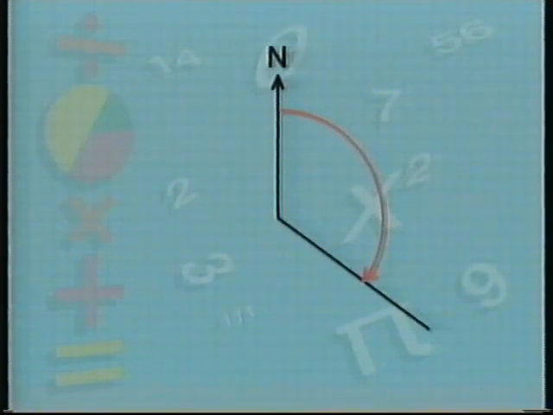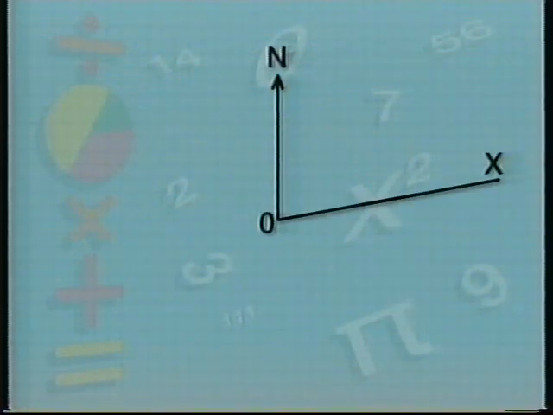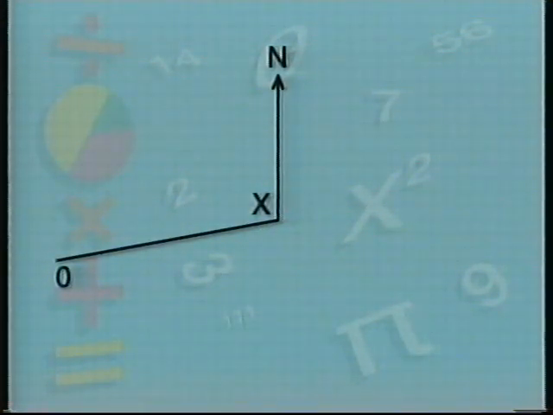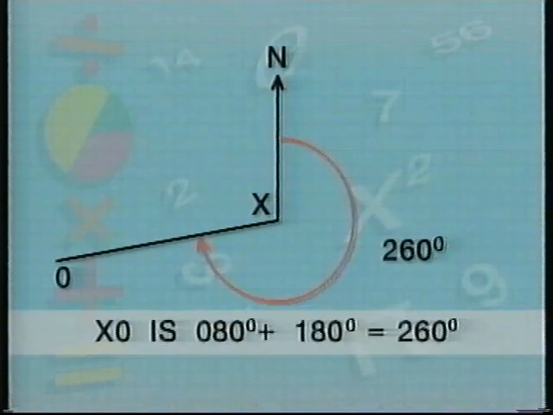That is, you measure the angle from the north to the line showing the direction between the 2 points. The angle between the north and the direction line from O to X in this diagram is 80 degrees. So the bearing from O to X is given as 080 degrees. To find the bearing of a reverse direction, like XO, then add 180 degrees to the bearing of O to X. So the bearing of X to O is 80 degrees plus 180, which equals 260 degrees.